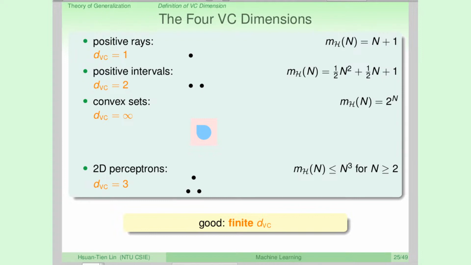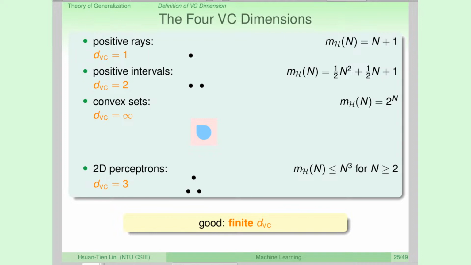How about positive intervals? If you have 2 input vectors, the positive intervals can produce all possible dichotomies as long as the 2 vectors are different from each other. VC dimension 2. If you move to 3, then there's one dichotomy that cannot be produced, in particular the one with negative in the middle. In that case, that's a breakpoint. So VC dimension 2, breakpoint 3. That's going to be important for our discussion today.